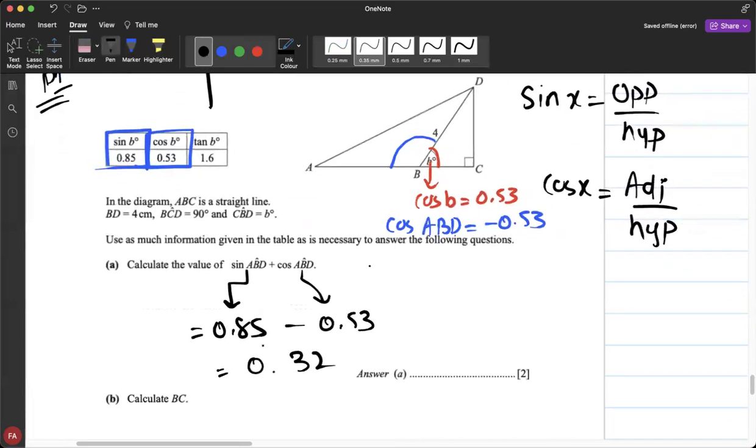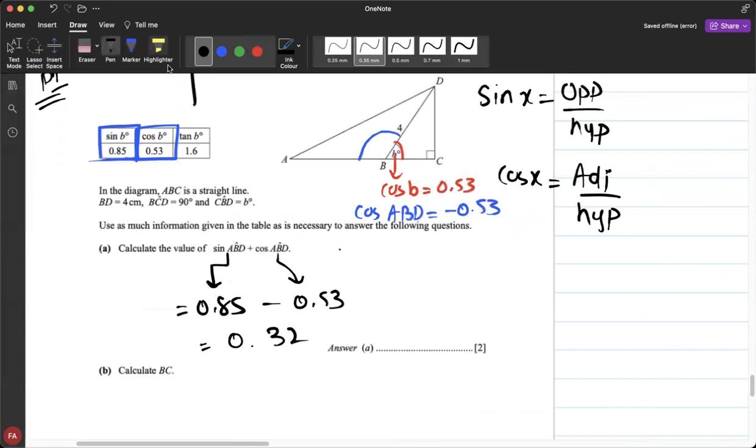Similarly, the second part says to find the value of BC. Now, before I start figuring out BC, my first question to you is what kind of angle is given to us? So they're talking about this triangle over here. And I need adjacent. Can I say BC is adjacent? So which property do you think is applicable?